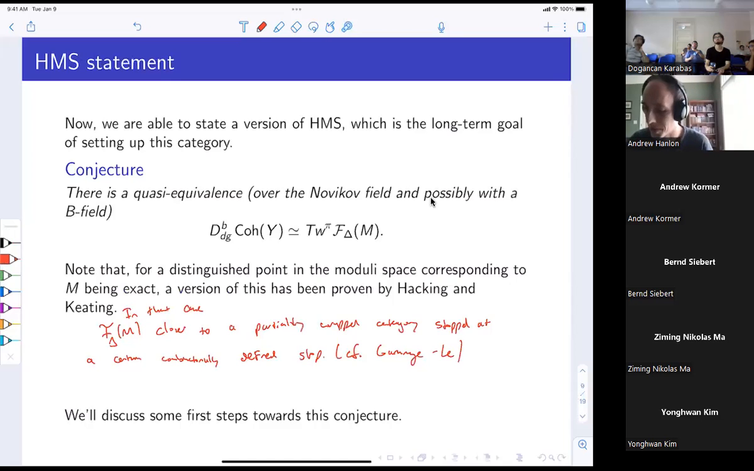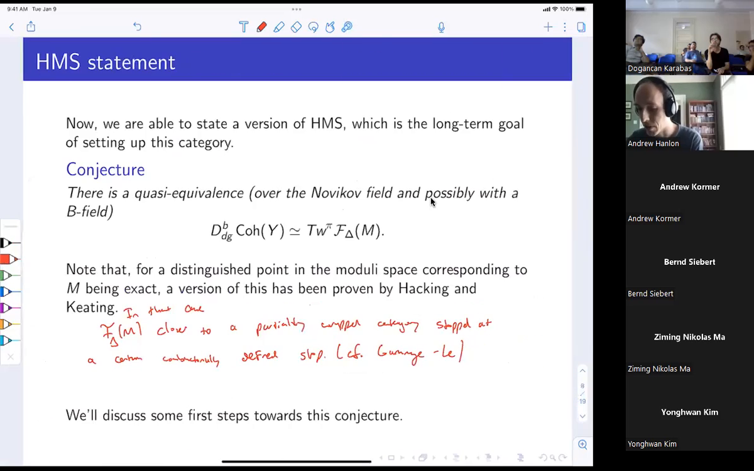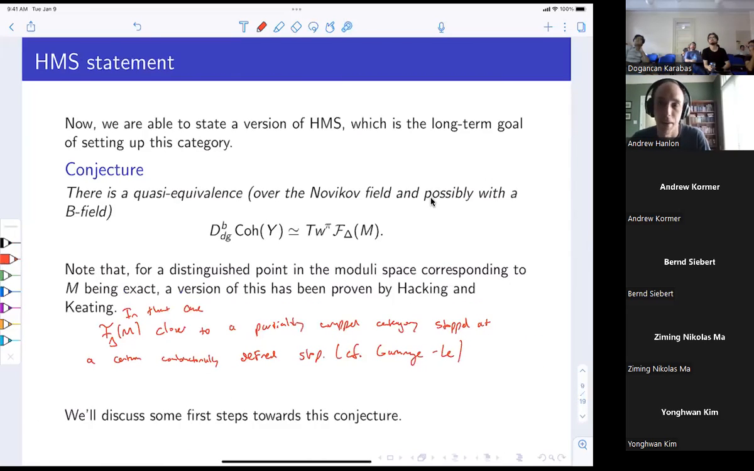Yeah, I should have made a comment about this. This Fukaya category is now a priori only defined over the Novikov field. If you were a bit more ambitious, you would maybe want to try to do this over C. In the exact case, of course, it's defined over C. In the non-exact case, I don't know any reason how to show that it's defined over C.